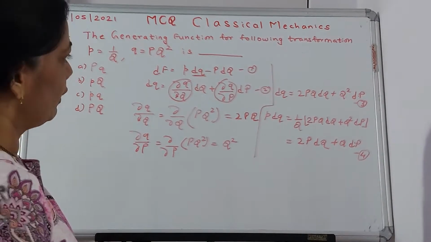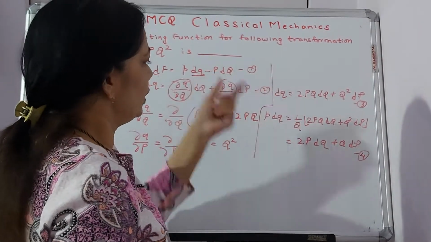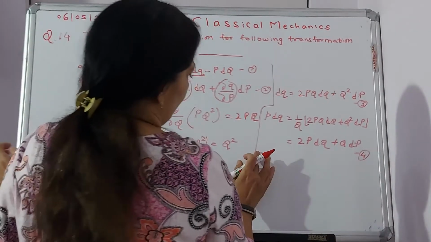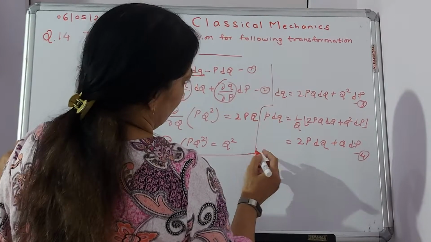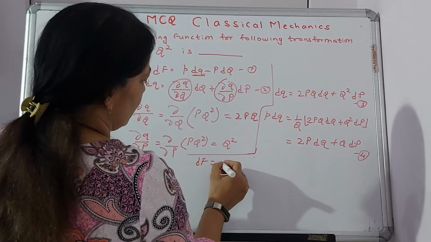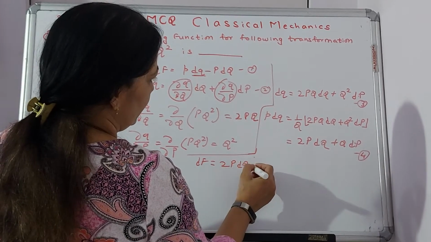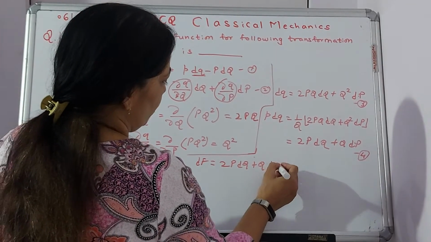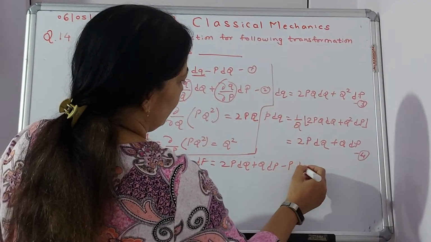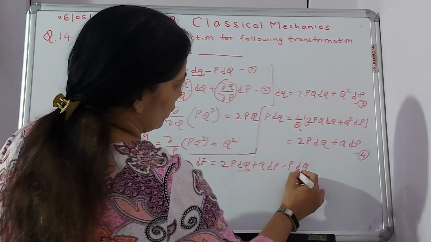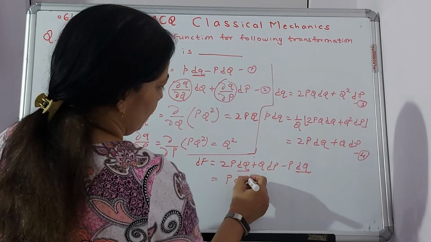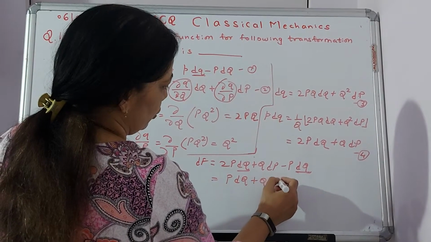Then what to do? Call equation number 1, put the value over here and simplify and try to get the function. Correct. So therefore, my next step should be df should be p dq. The answer is 2p dq plus q dp minus p dq. So this is dq, this is dq. So 2p minus p will be 1p. So this is p dq plus q dp.